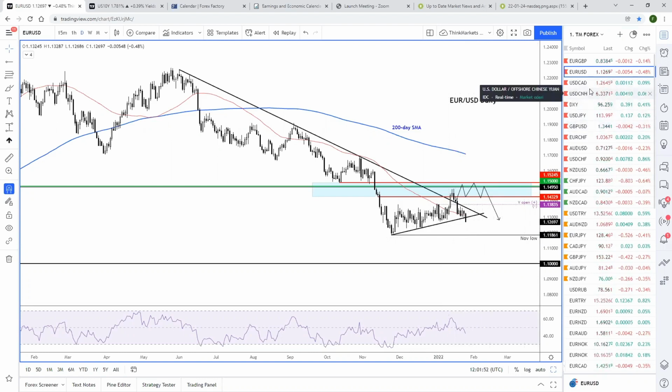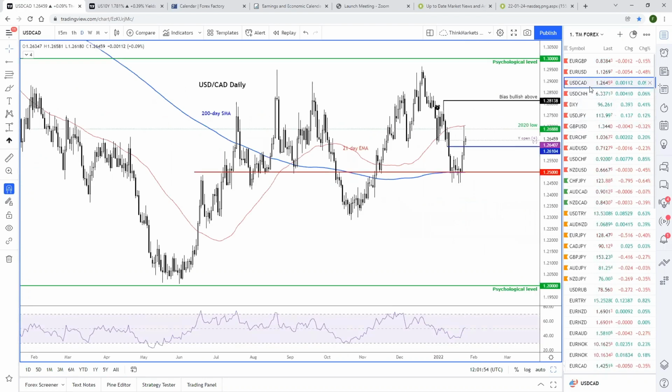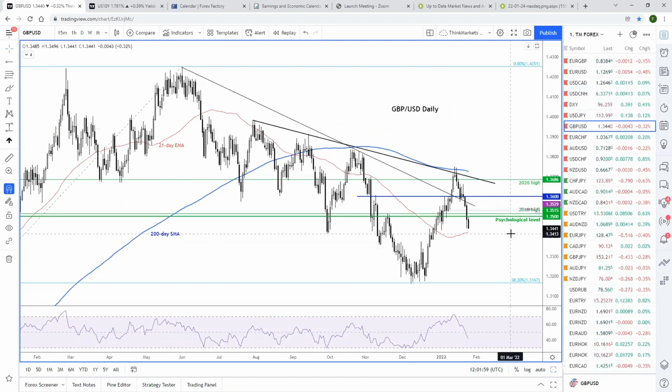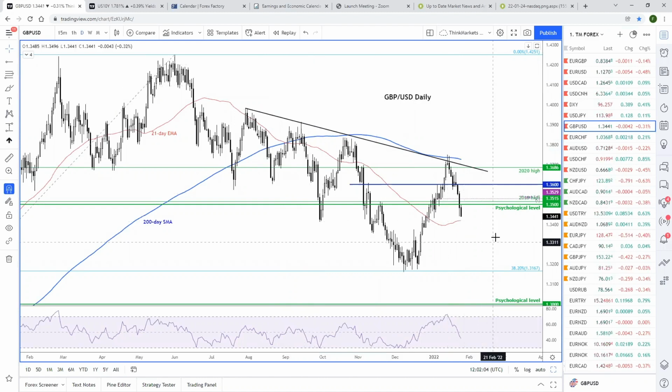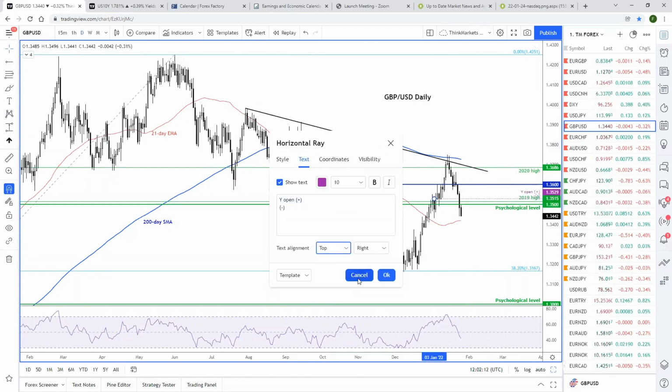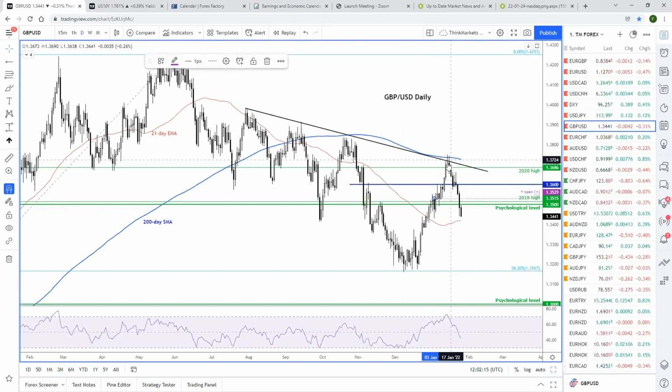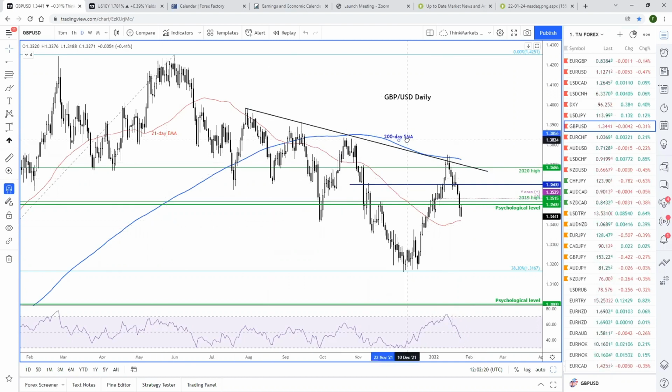Any other particular currency pairs you're eyeing? Yeah, let's have a look at the pound. It's been a wild ride for the pound bulls. The test of that trend line that we mentioned 2 weeks ago, just above 1.37, failed, and boy, did it fail well. And the 200-day convergence as well there.